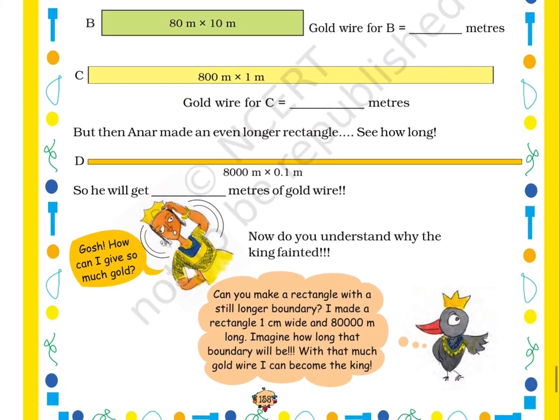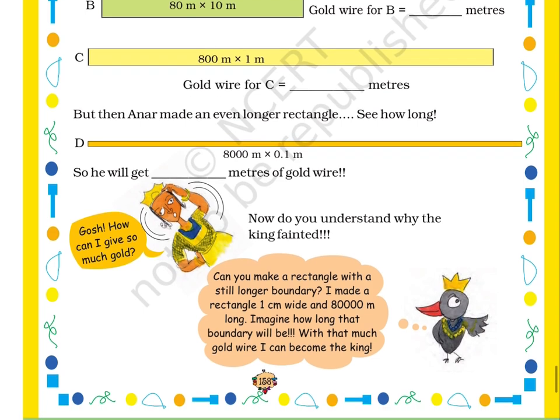But then Anar made an even longer rectangle. Observe how long. Rectangle D, 8,000 meters by 0.1 meter. So he will get dash meters of gold wire. When the king heard this, his reaction was, "Gosh, how can I give you so much gold?" Now do you understand why the king fainted?